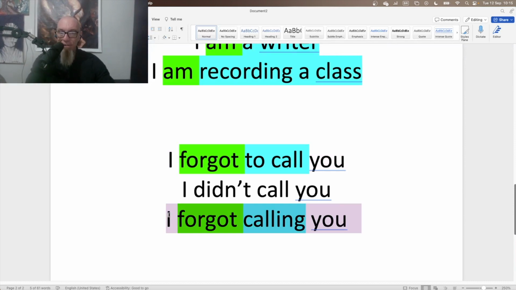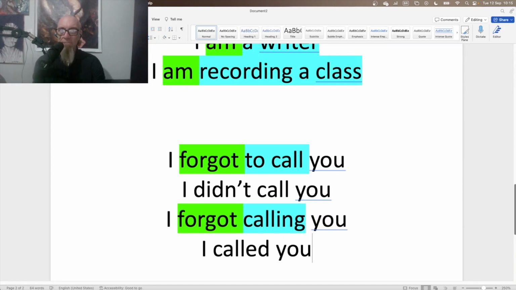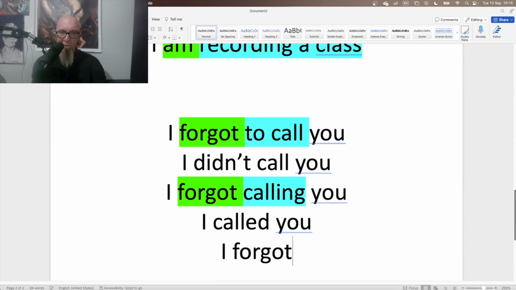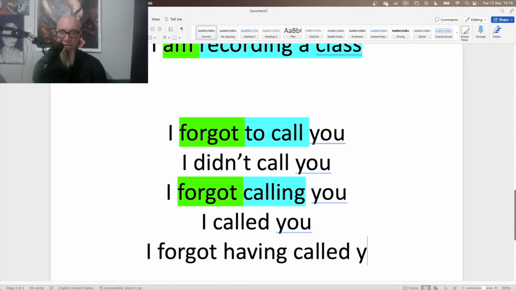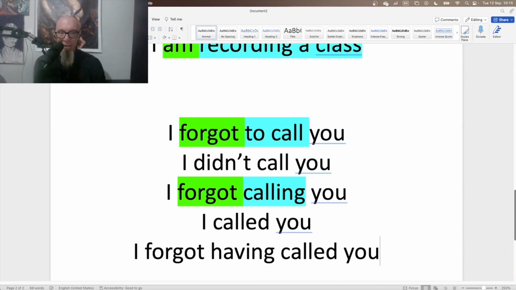I forgot calling you. So in this second one, I called you. I just can't remember. I forgot that I did that action, which is strange. For example, we could say I forgot in a little more complex structure, saying having called you. We could do this as well. So again, what did we do? We used the present perfect, but we turned the present perfect into a gerund. So we're always using that gerund to solve this problem here. That I did something, but I just can't remember that I did that thing.